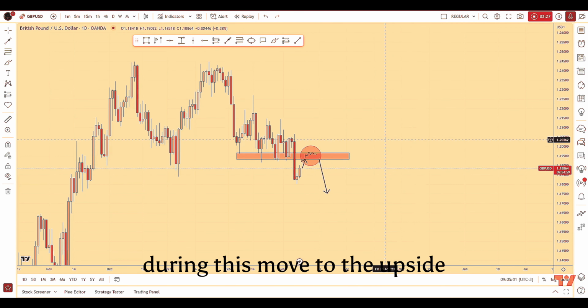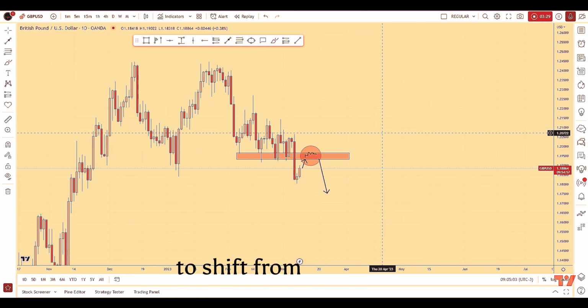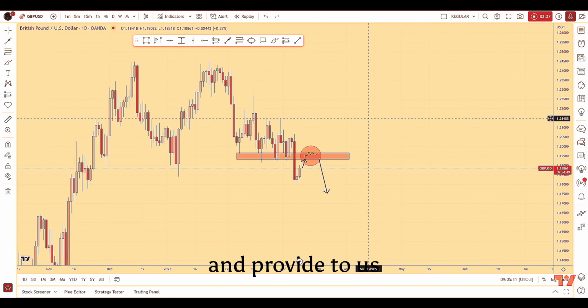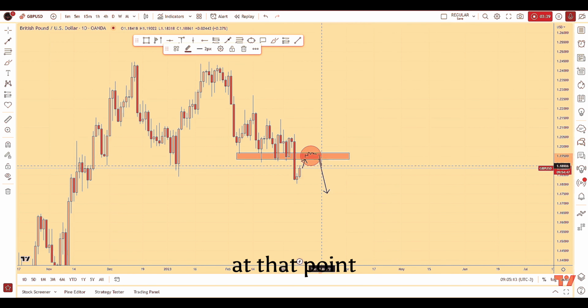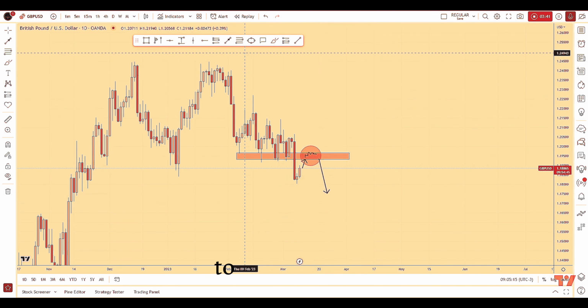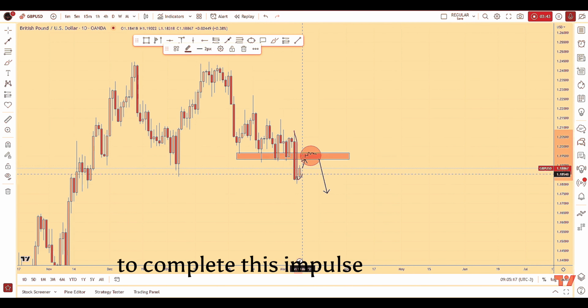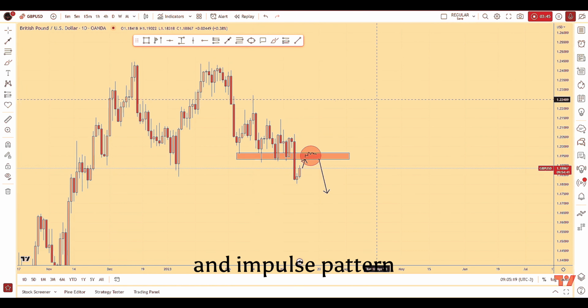during this move to the upside, waiting for the market to shift from an intraday bullish market as we would have to an intraday bearish market. And if the market would shift from an intraday bullish to bearish market and provide to us one of our valid entries, at that point we could be looking for a potential rejection to the downside for the market to complete this impulse correction and impulse pattern to the downside.